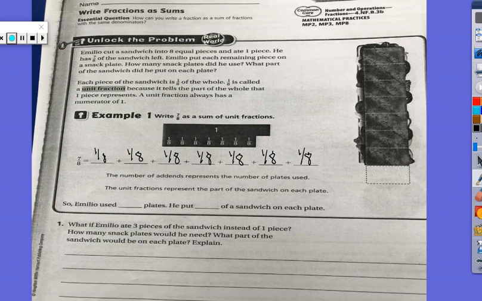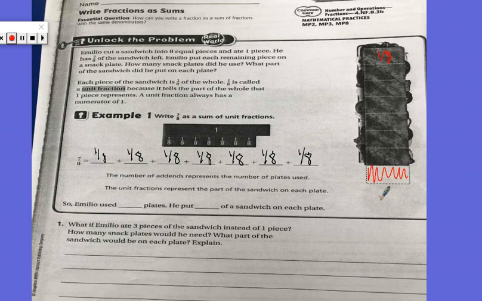So each one of these is 1/8, and if we were to have the sandwich piece filled in here, we'd have 8 out of 8 or one whole sandwich. Okay, so Emilio used 7 plates. He put 1/8 of a sandwich on each plate.